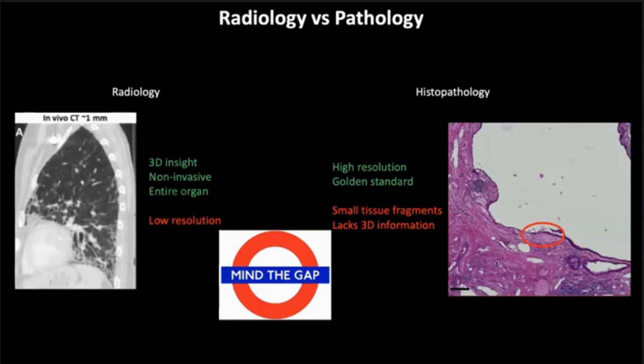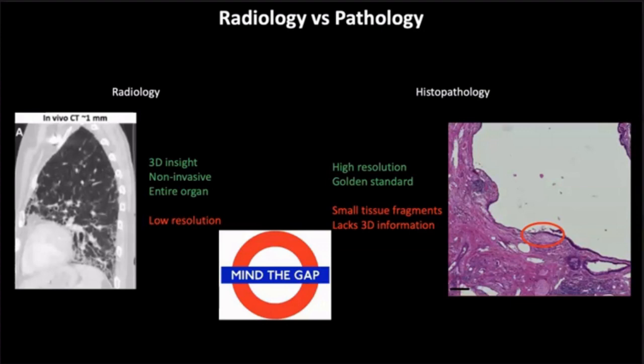Pathology, on the other hand, gives you the gold standard. It provides you high resolution information. You can see a lot of things in there. However, it's limited because you can only excise smaller tissue fragments. If you had to investigate an entire lung with a microscope, you would be busy cutting and investigating for a very, very long time. And unless you do serial sectioning, you don't have 3D information, and you cannot do serial sectioning on everything. It just takes too long. So there's a big gap between those two.